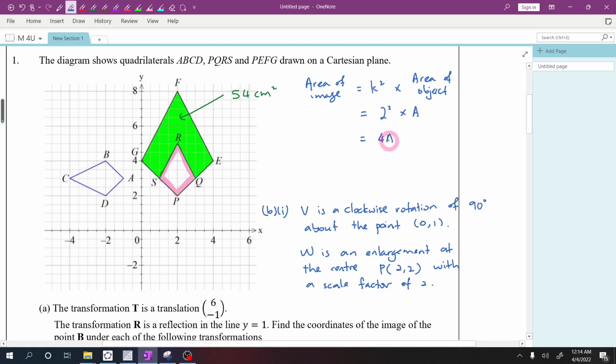So this is 4A. How do we get the area of the shaded region? We take the area of the image, 4A, minus the area of the object, PQRS, which is A. And this is equal to the area of the shaded region, which is 54. So 3A is equal to 54. A is equal to 54 divided by 3. A is equal to 18 square centimeters.